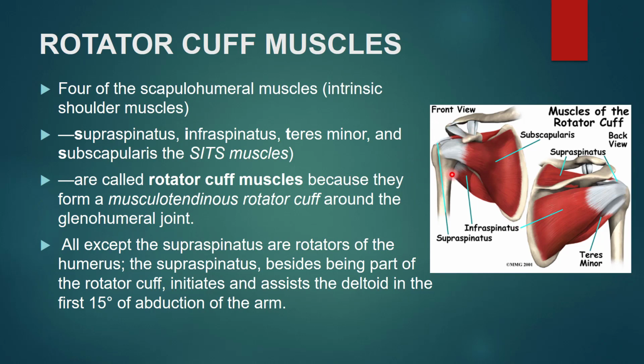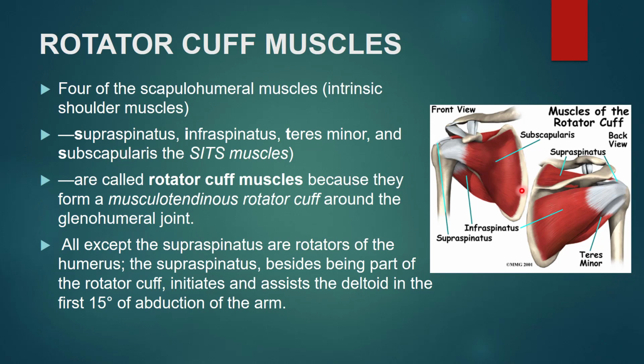All except the supraspinatus are the rotators of the humerus. The infraspinatus is a rotator, teres minor is a rotator, and subscapularis is a rotator. Besides being part of the rotator cuff, the supraspinatus initiates and assists the deltoid in the first 15 degrees of abduction. This point is very, very important: supraspinatus is not a rotator, but it is the abductor of the first 15 degrees of abduction of the arm, and it assists the deltoid in abduction. The other three, infraspinatus, teres minor, and subscapularis, are rotators.